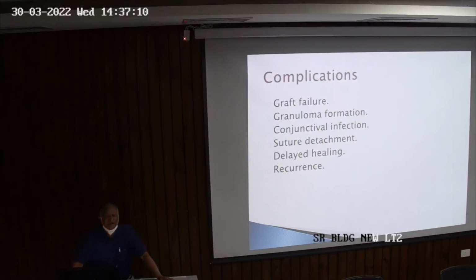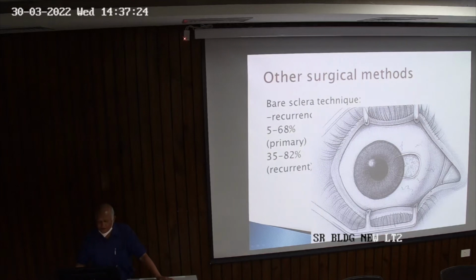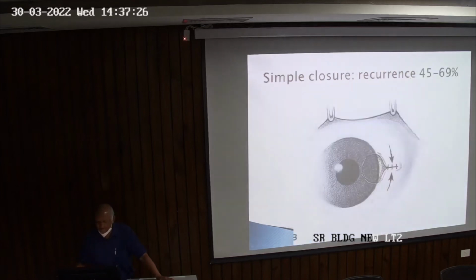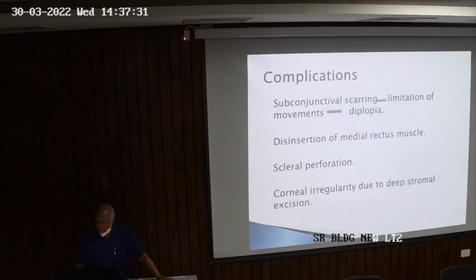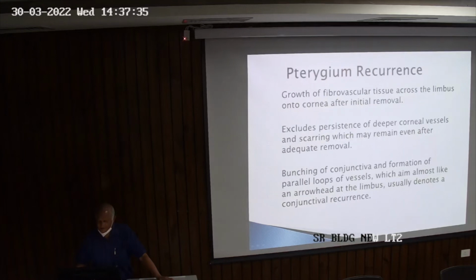Other complications after the scraping: we can perforate also, then uveal tissue pigmentation, or infection such as endophthalmitis. So these are some common complications that can occur. For the other surgical techniques, bare sclera that we have discussed, simple closure technique, all complications include scleral perforation and pterygium recurrence. Pterygium recurrence is very, very common.